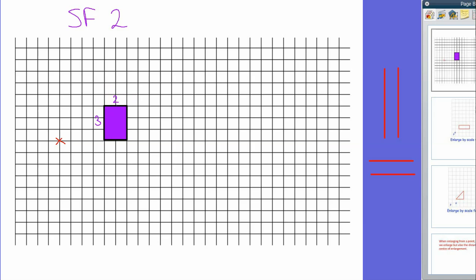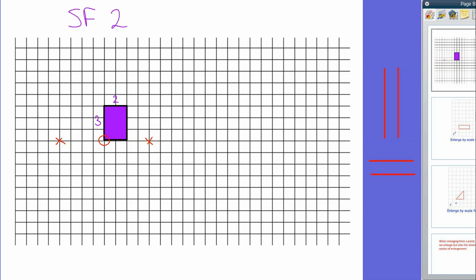So what I've got to look at is the distance. So I'm going to choose the closest point, which is that one. And I'm going to count the squares. 1, 2, 3, 4. So scale factor 2 means it's going to be twice that journey. So I can go 4 and then another 4. Or if that's 4, that's now 8.